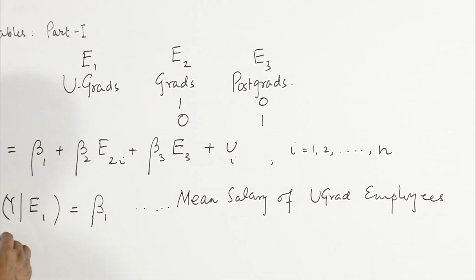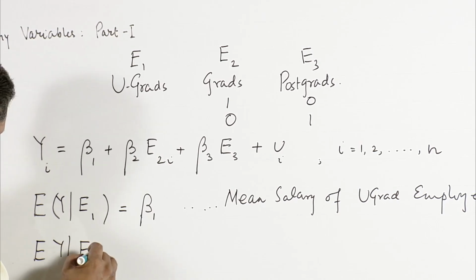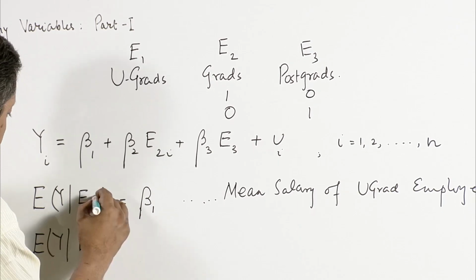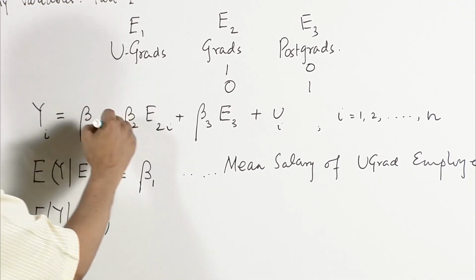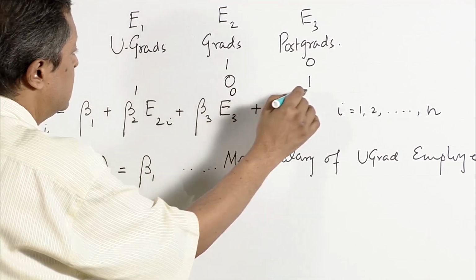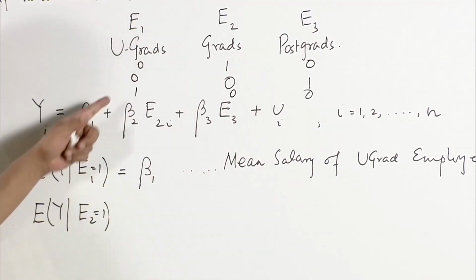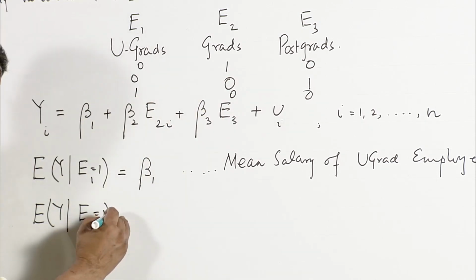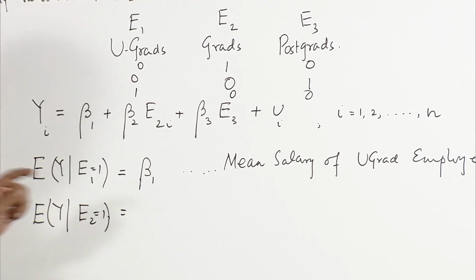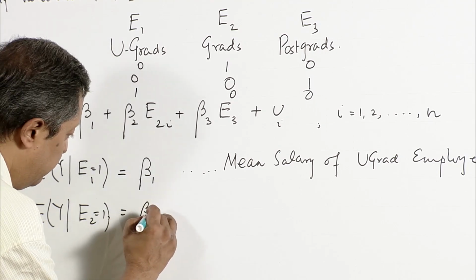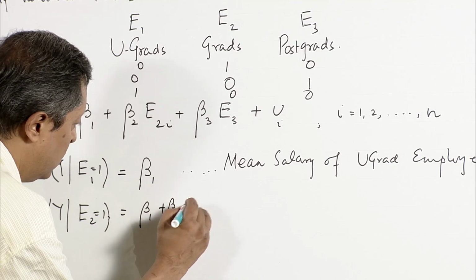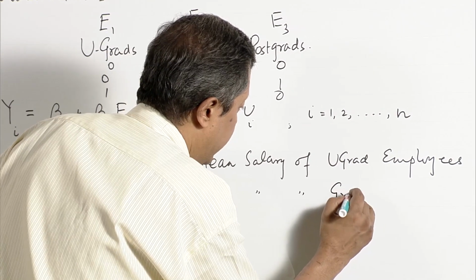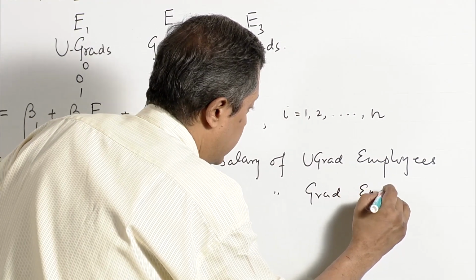Expected value of y, given that E2 equal to 1, this is E1 equal to 1. Of course, if this is 1, then both are 0. If this person is an undergraduate, that means neither graduate nor postgraduate. So, in this case, if E2 is equal to 1, then beta 1 plus beta 2. So, this is the mean salary of graduate employees.